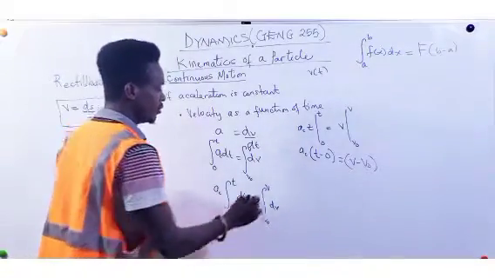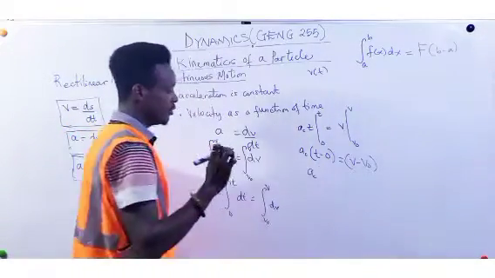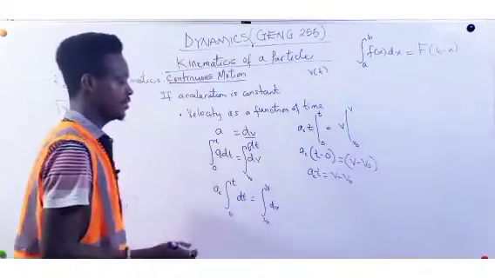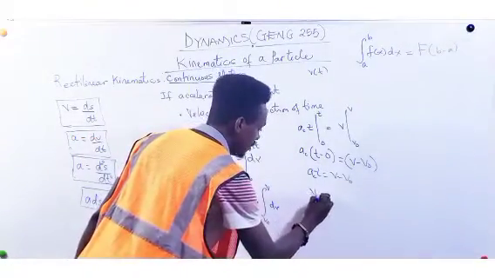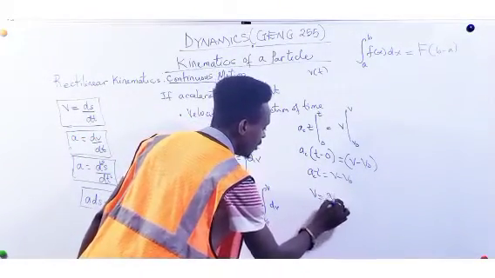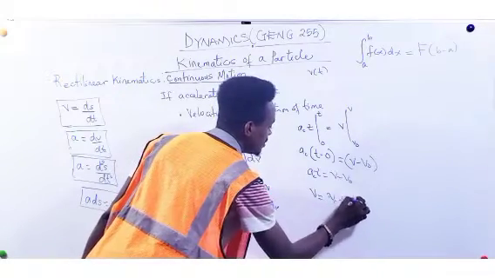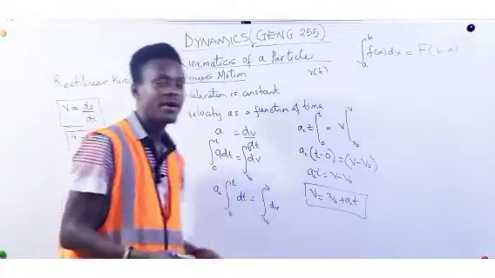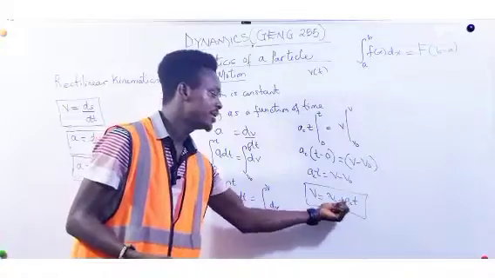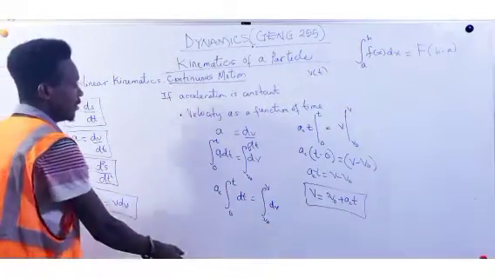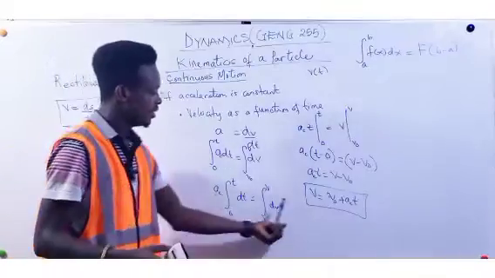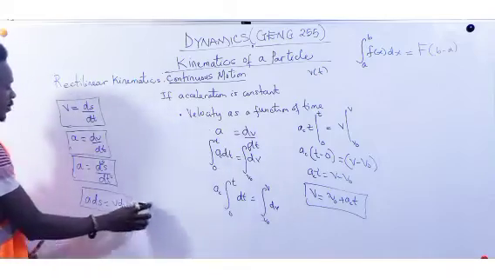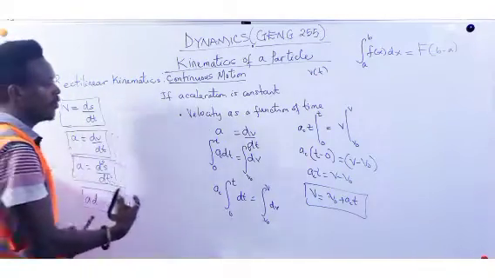If we cross multiply, we'll have ac t. The acceleration is constant, so ac t is equal to v minus v naught. So we send v naught across, meaning that v will be equal to v naught plus ac t. For this, it means that velocity is a function of time, where acceleration is constant. And look at our second one. So this is where velocity is the function of time.